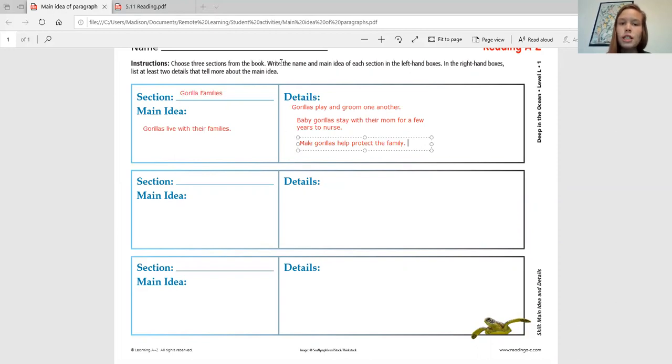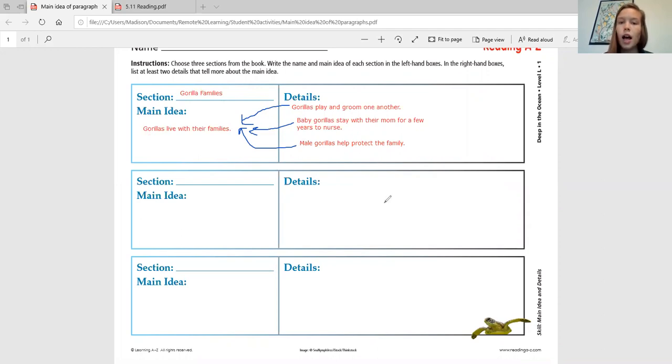Just like we talked about before when we were reading our other story, we know that the details in this section help support the main idea of the section. So gorilla families, and the main idea was that gorillas live with their families. The detail that gorillas play and groom one another supports that they live with their families. Baby gorillas staying with their mom to nurse for a few years supports that, and then the male gorillas helping protect the family also supports that idea.